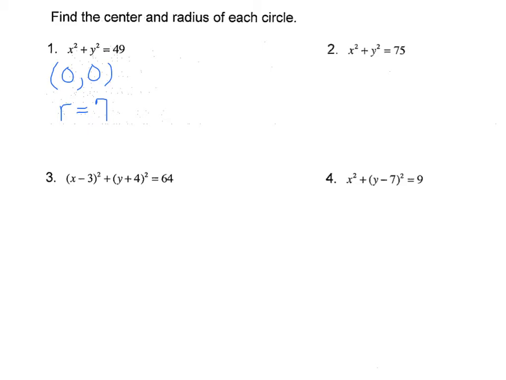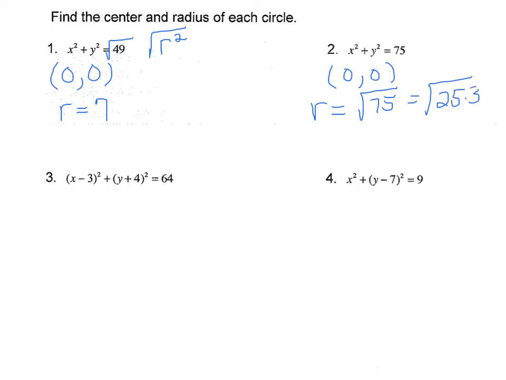If it's unclear to you, please remember the radius is r squared. So to get r by itself, you would take the square root. So in this case, we took the square root of 49. Let's move on to number 2. To find the center radius of that equation, your center again would be 0, 0. And your radius would be, well, I don't have a number that squared gives me 75, so I have to take the square root of 75, which if I simplified it would be 25 times 3. So therefore my radius would be 5 radical 3.